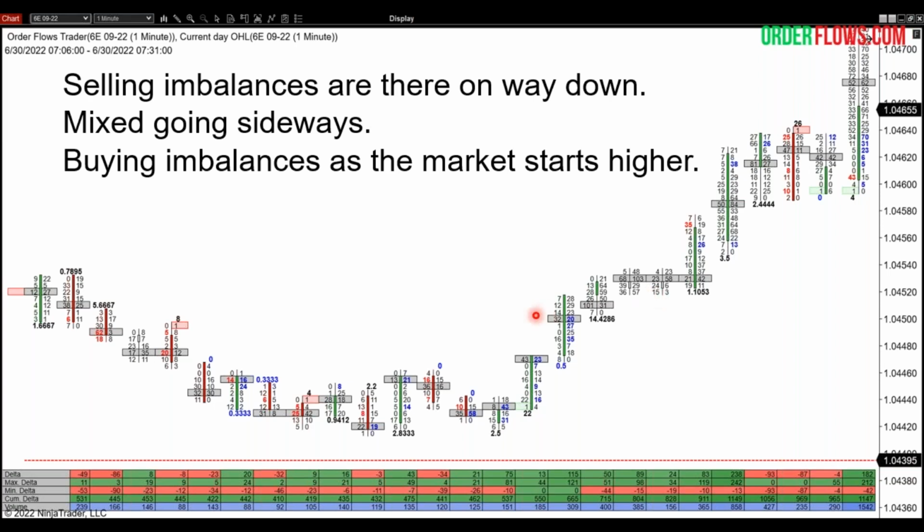Okay, I can see that I have aggressive buyers in the two-way auction. What does that mean? It means you have strong buying, as opposed to buying and selling that's mixed. Here, as we're going sideways, you're seeing some bars with both buying and selling imbalances. It's a sideways market at that point. People haven't really made up their minds. The market's just going sideways.